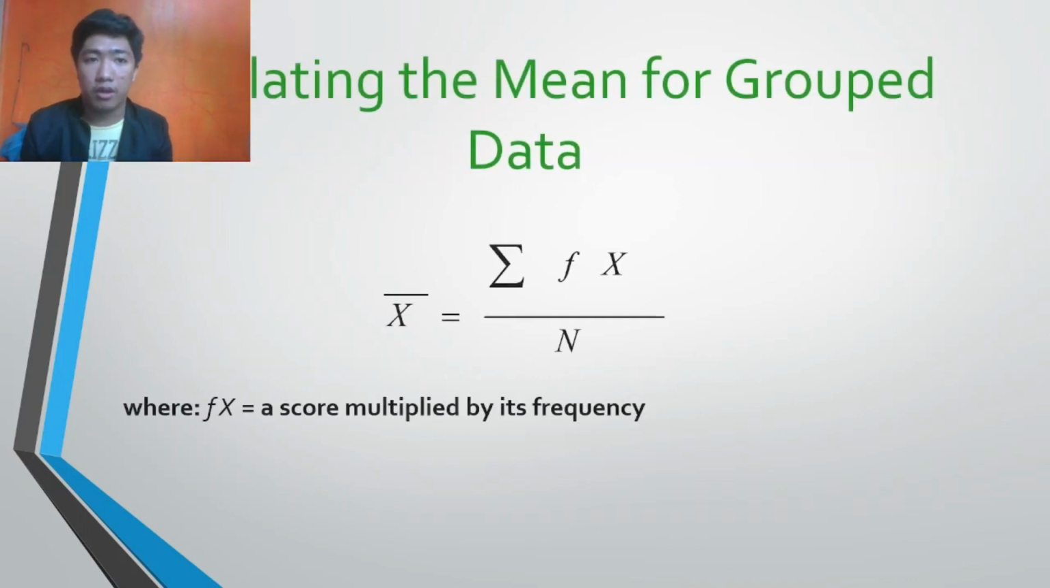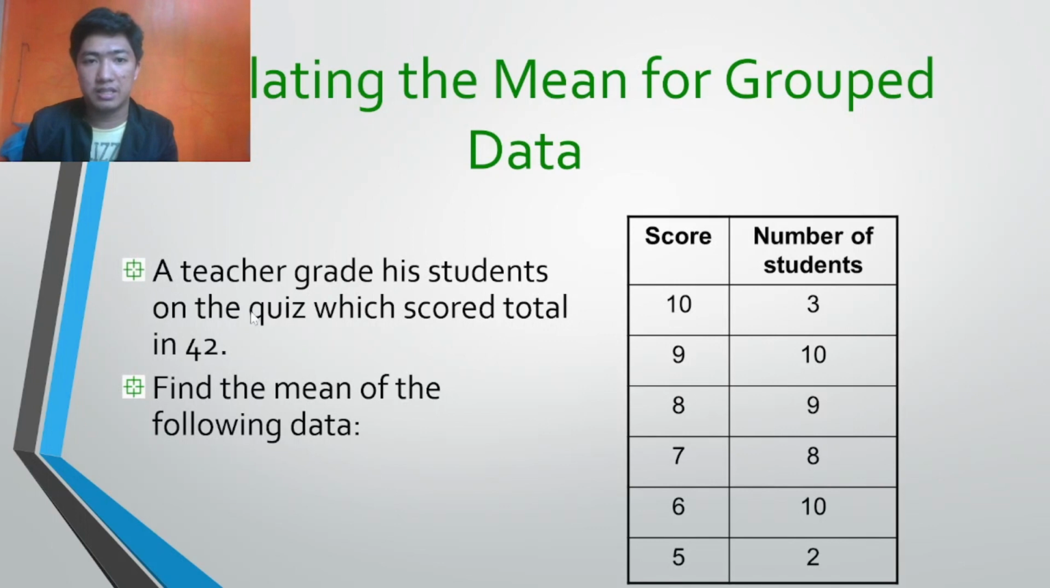So, for calculating the mean for grouped data, we use this formula. Mean is equal to the sum of fx over n, where fx is the frequency multiplied by x, which you can call the midpoint. In this example, a teacher grades his students on a quiz with a total of 42. Find the mean of the following data.